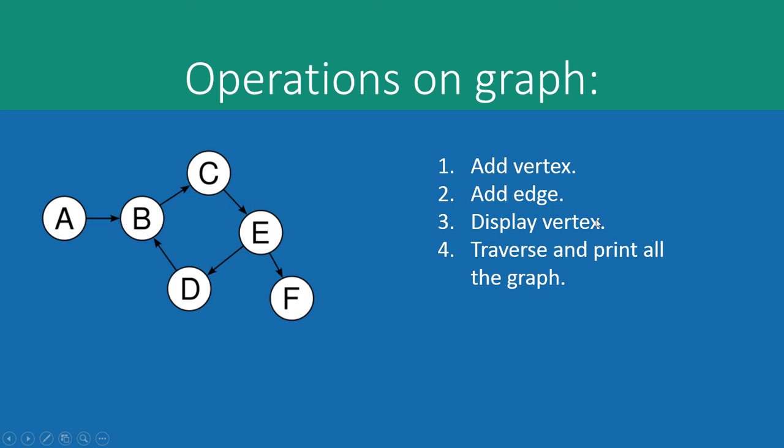Also, you can display that vertex. That means display vertex means you can just basically read the data from one vertex and pop out the data from it. Let's say this F node had the name Ali, and the age was 15, sex of male, and different things were there. So you can just display all the data from that vertex. Or you can just simply traverse and print all the graph.